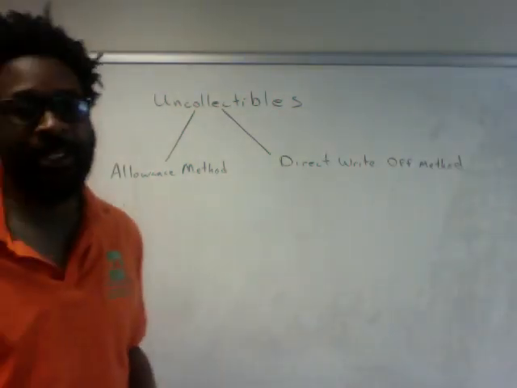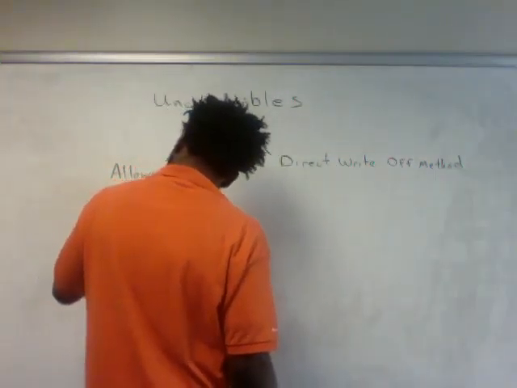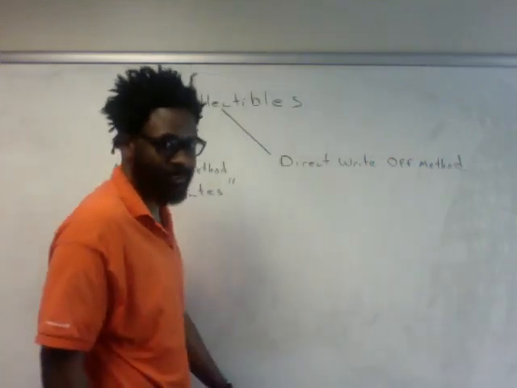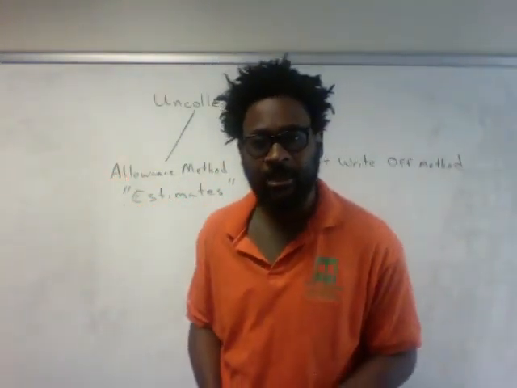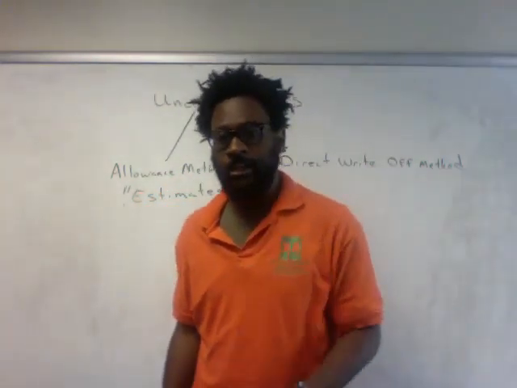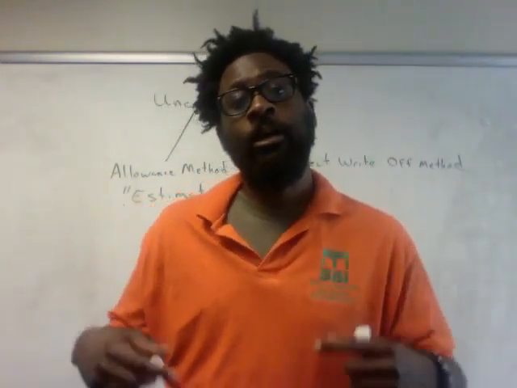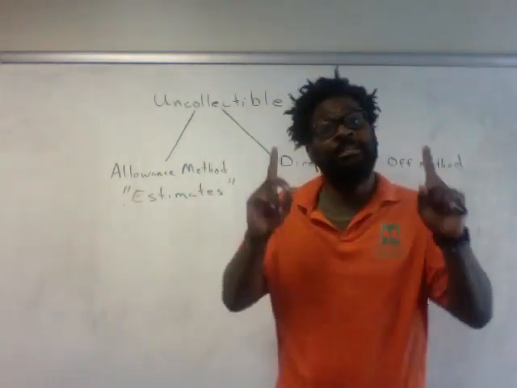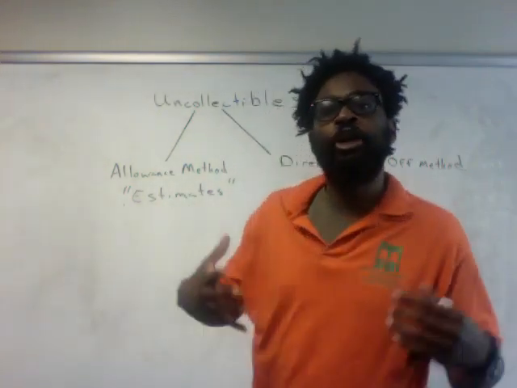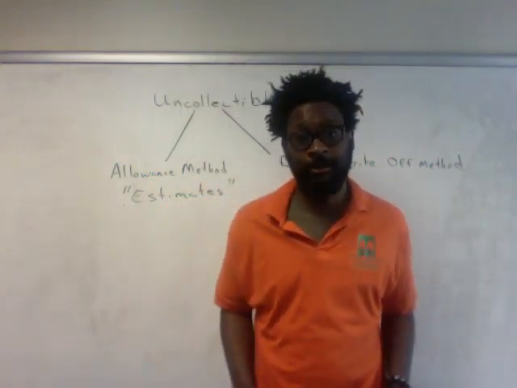The allowance method, in a one-word description, estimates. So what does the allowance method estimate? It estimates the amount that you're not going to collect. So under the allowance method, you sell a product or you provide a service. But at the end of the year, when it's time to make an adjusted entry, remember we talked about adjusted entries, you're going to estimate a certain amount that you're not going to collect from your customers. And so that's what the allowance method does.